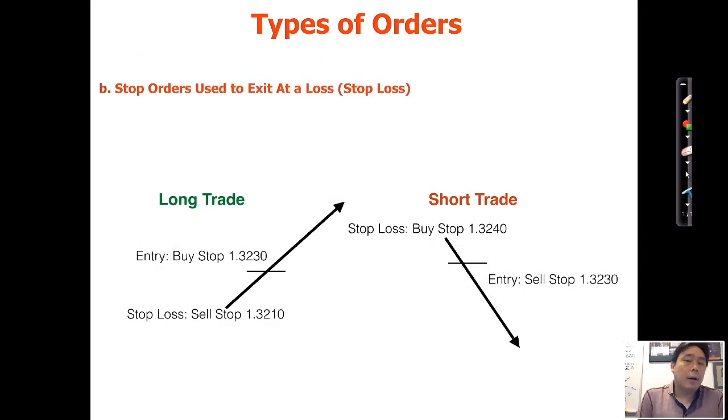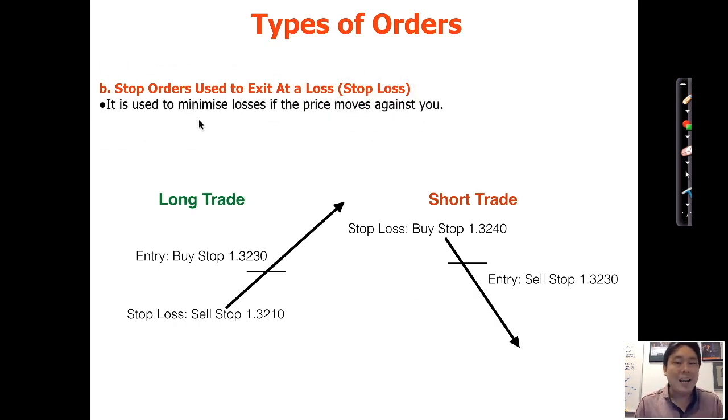The second way I use stop orders is to exit a trade at a loss. Remember that any trade you go in can either be a win or loss. When it's a losing trade, you exit at -1R. You take a 1R loss, if you recall that. So we have to have a stop order to get us out the moment it hits a certain price. We predetermine our loss before we enter a trade, so it is used to minimize losses if the price moves against you.